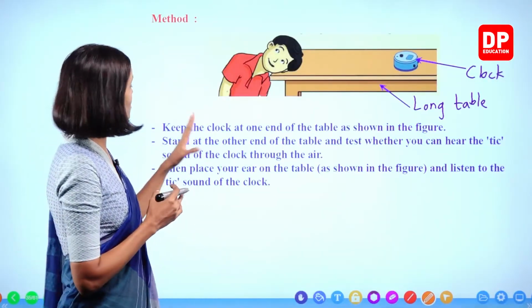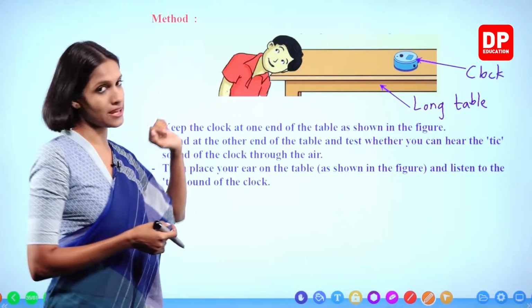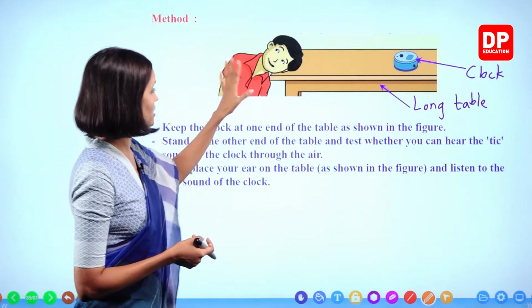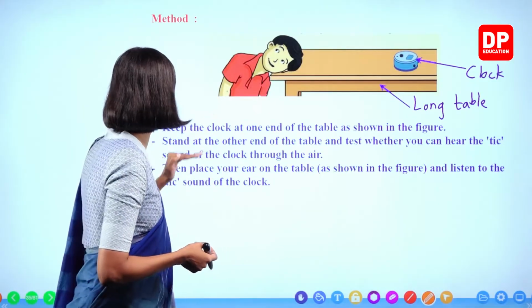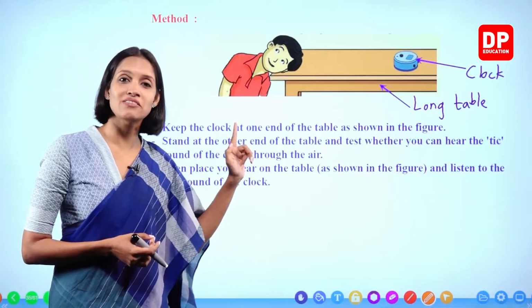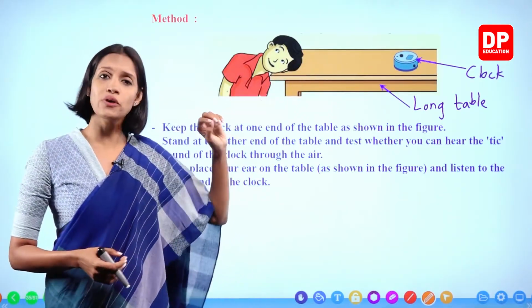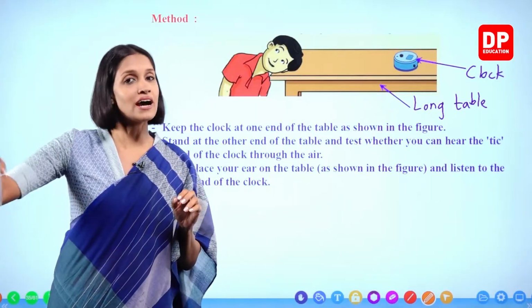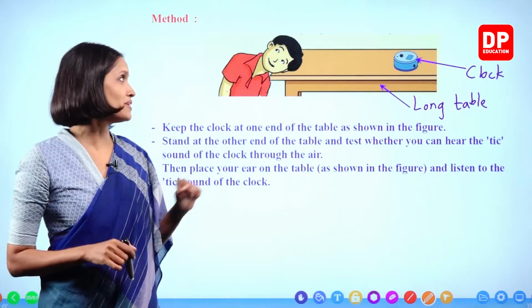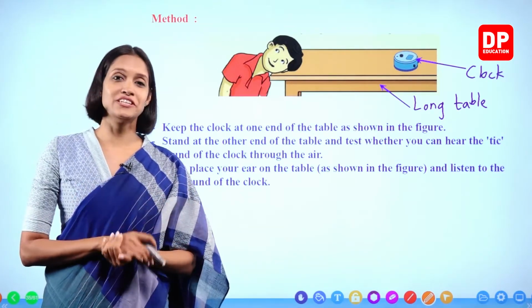Right, children? Then what you can do is place your ear on the table like this, as shown in the figure, and listen to the tick sound of the clock. You all can do this activity now. If you don't have a clock with a tick sound or anything else, you can simply ask someone else to tap on the table while you are listening. Right, children? We'll do this activity now.